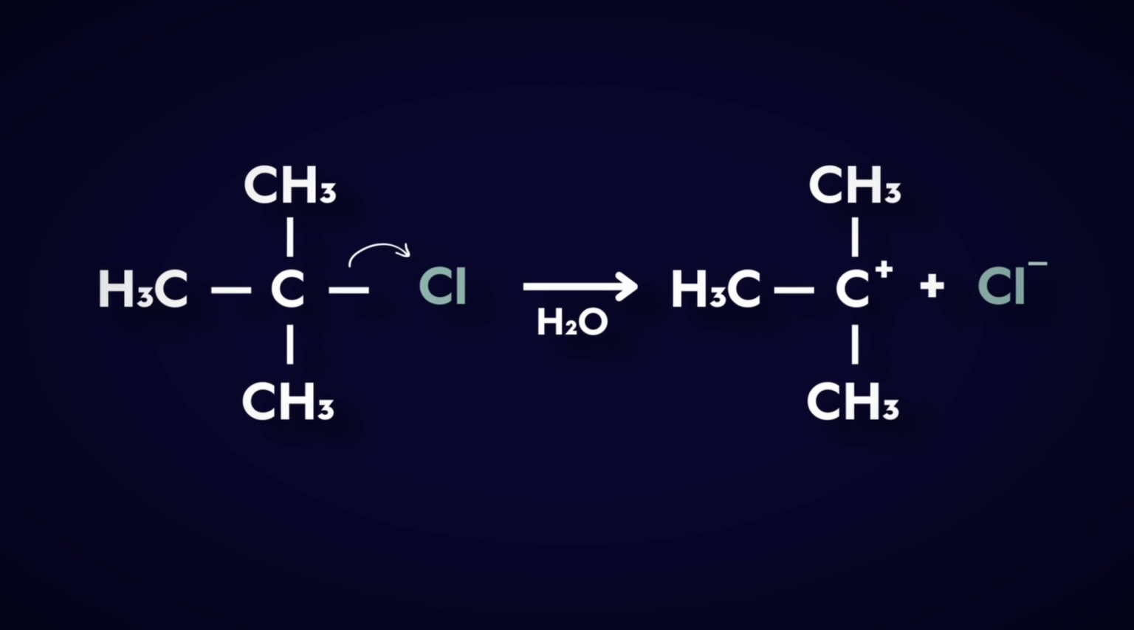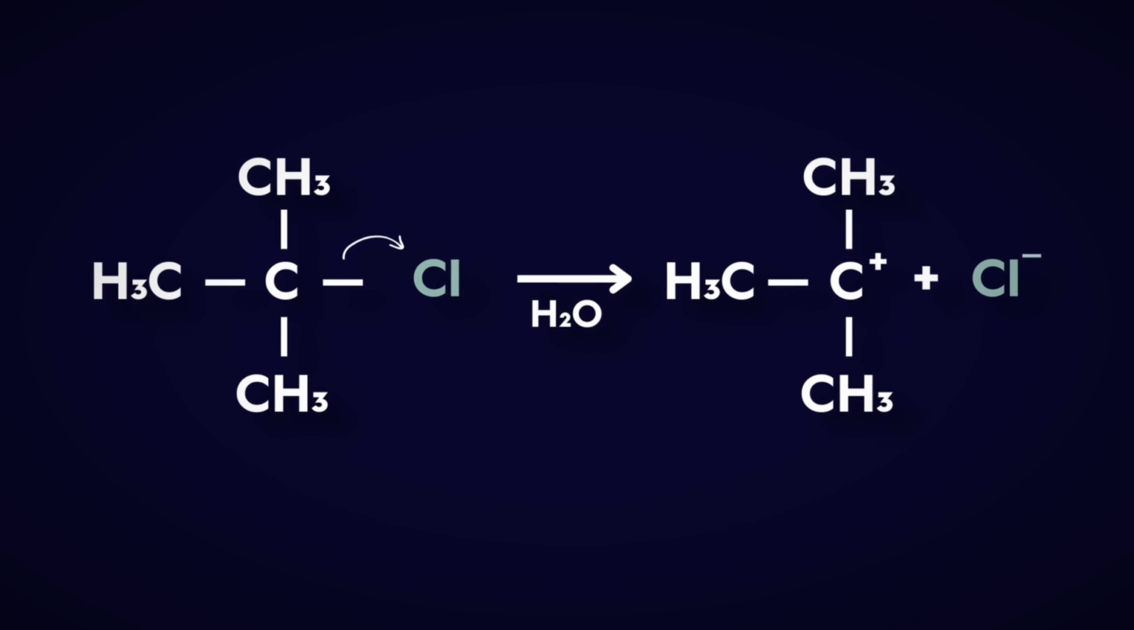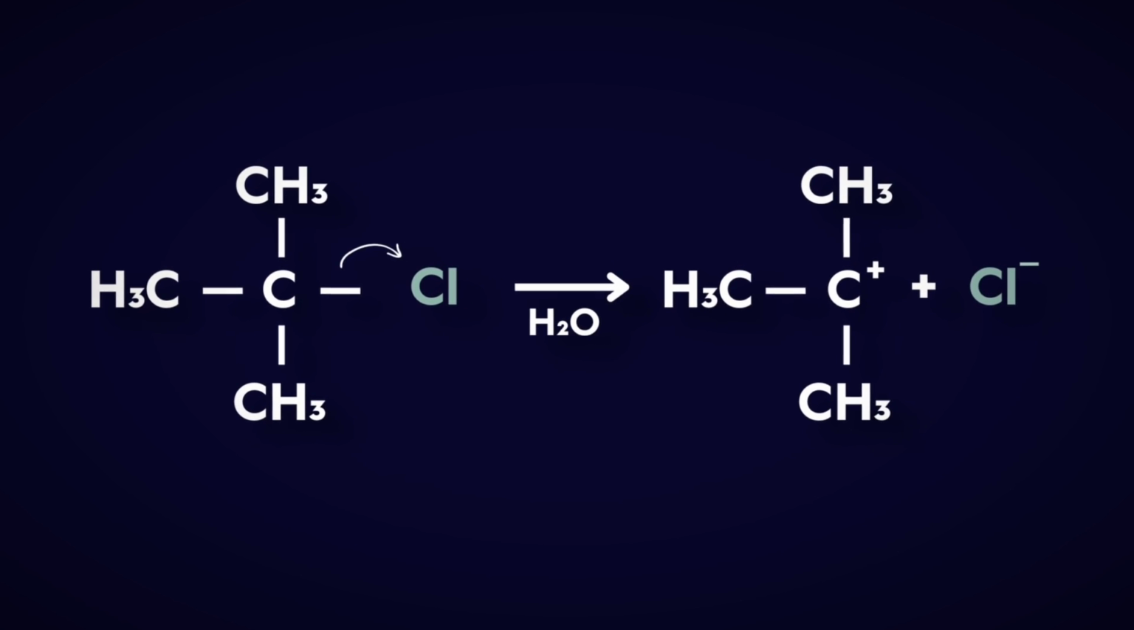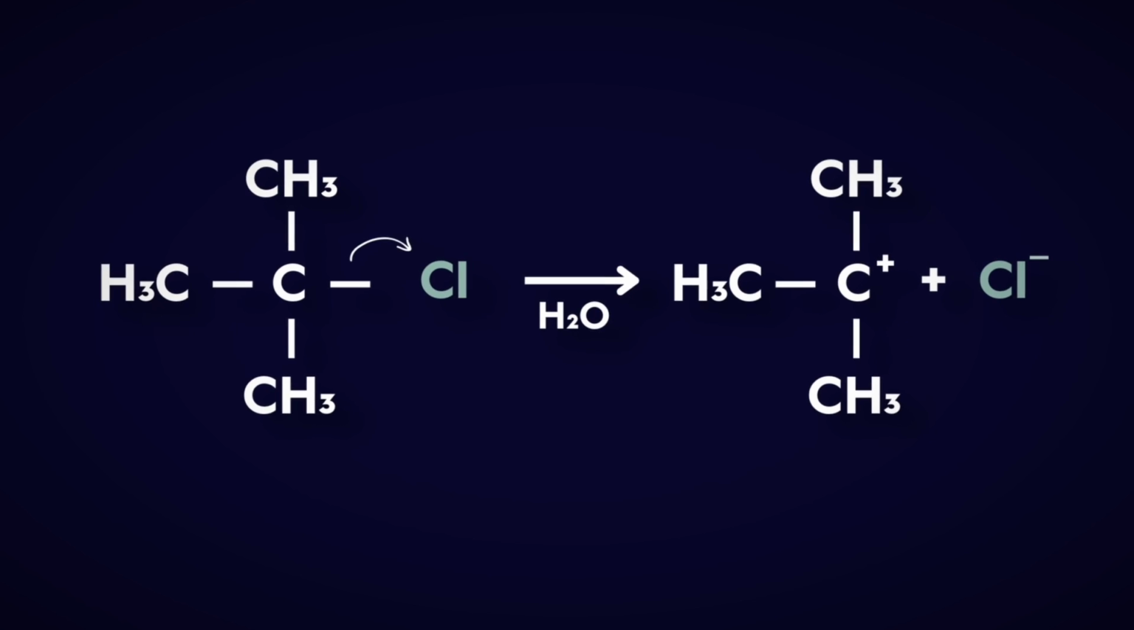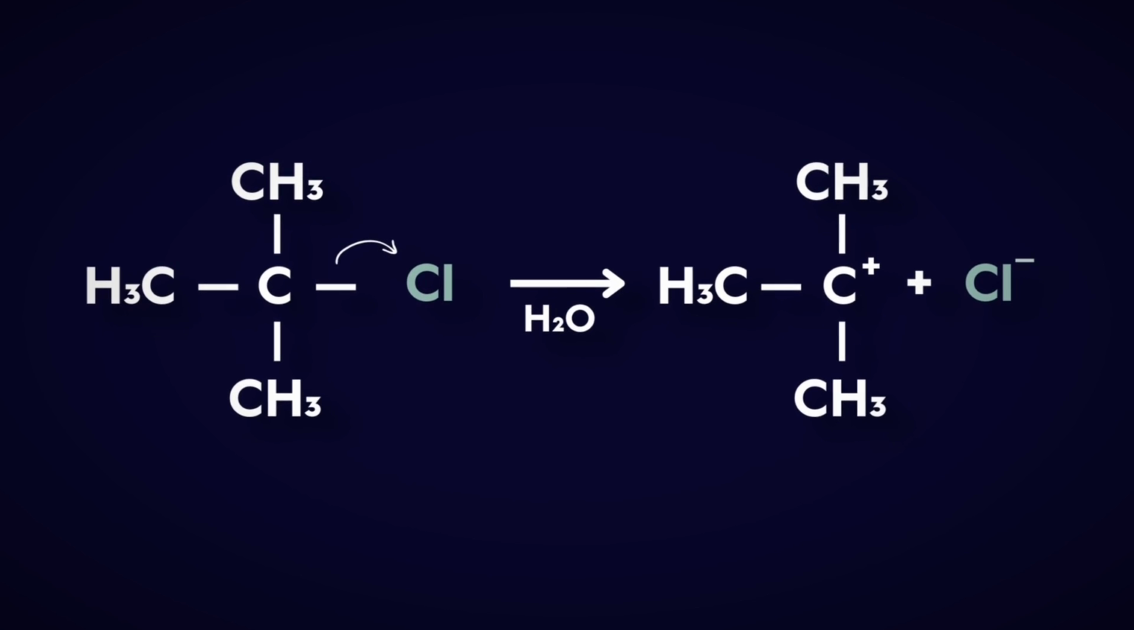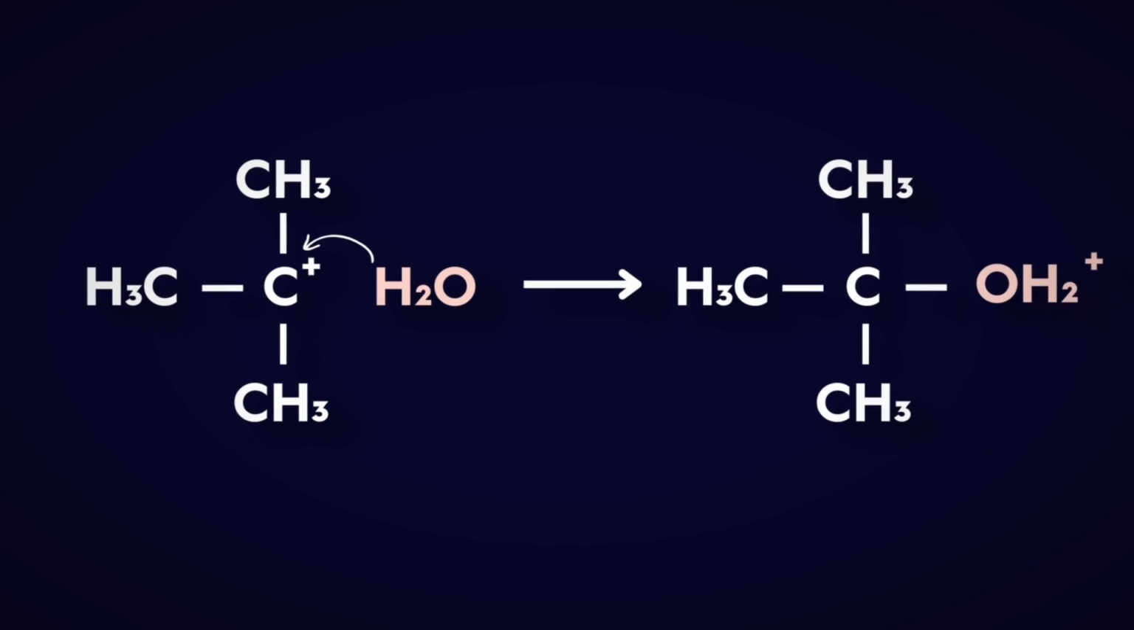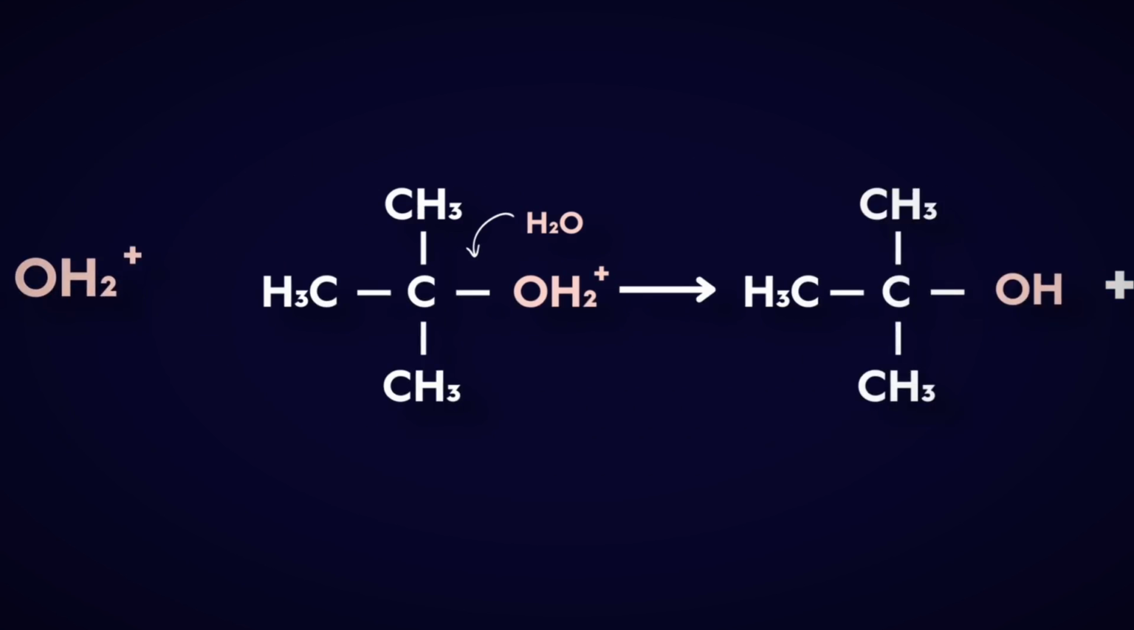Now, here's an SN1 example. Let's look at tert-butyl chloride in water. First, the chloride ion leaves, forming a carbocation. Next, water attacks, and after deprotonation, the product is tert-butyl alcohol.